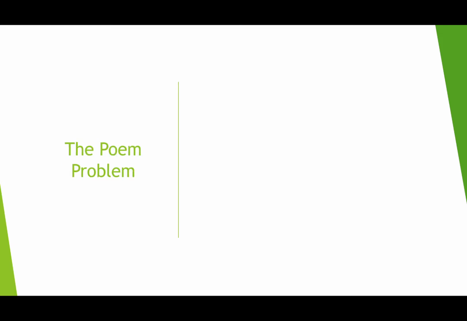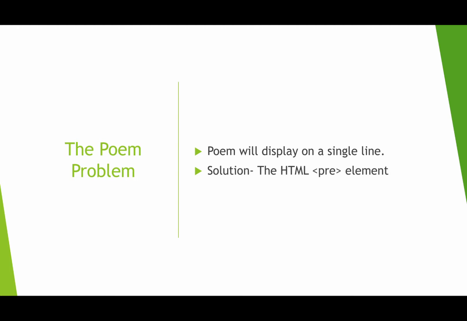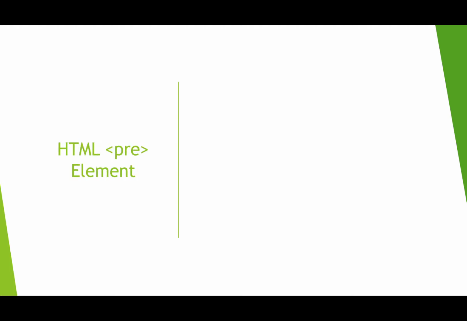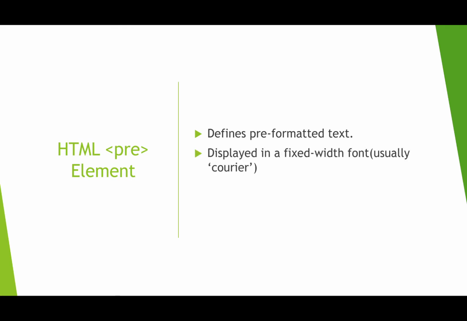Next one is the poem problem. If you want to display a poem in your web page using the paragraph tag, then the web page will display it on a single line since spaces and new lines are ignored in HTML. The solution for this is the HTML pre element. The HTML pre element defines pre-formatted text. The text inside a pre element is displayed in a fixed-width font, which usually uses Courier font, and it preserves both spaces and line breaks.